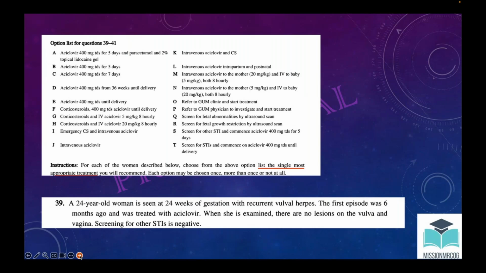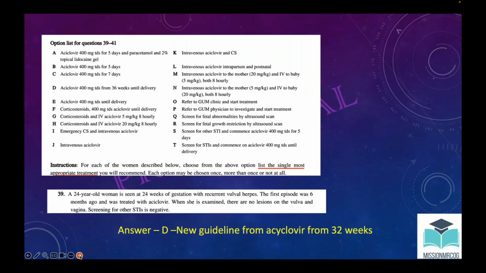Okay, so 24-week gestation with recurrent herpes. First episode 6 months ago, was treated with acyclovir, no lesion on the vulva. So the patient is having recurrent herpes. Option D. But in the new guideline, acyclovir has been changed to start from 32 weeks. So this is a new answer from the new study.